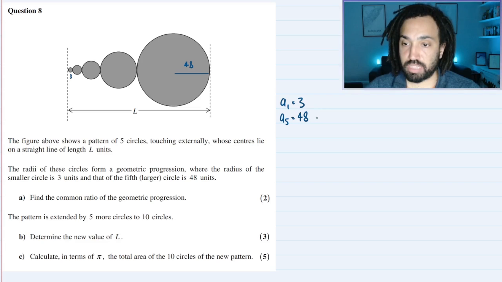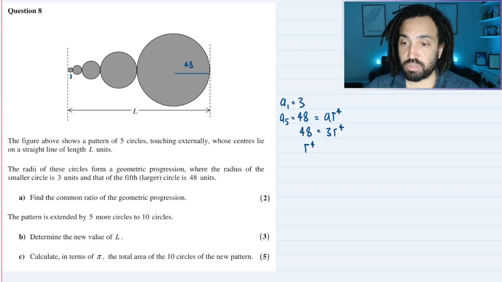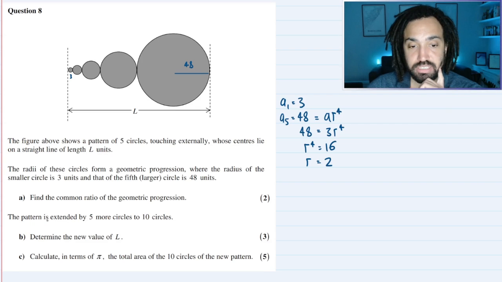Okay, and we know that the fifth term in a geometric sequence is the first term multiplied by r to the n minus 1, which is 5 minus 1, which is 4. So this tells me that 48 is equal to 3 times r to the 4. So r to the 4 is 48 divided by 3, which is 16, which means that r is equal to 2. Okay, that's good. The pattern is extended by 5 more circles to 10 circles. Determine the new length of L.